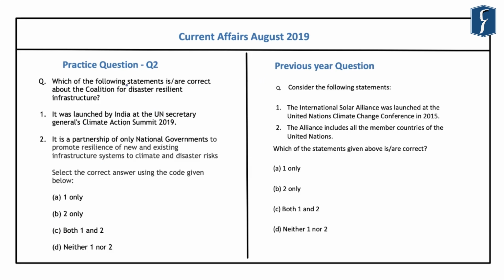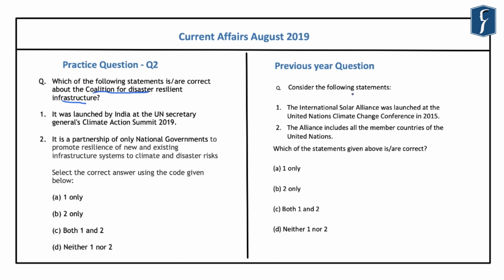Now, the second question is related to another important current affair from the August month, and it is related to the Coalition for the Disaster Resilient Infrastructure. And it was recently launched by the Prime Minister of India. So in this context, let us look at the question that was asked by the UPSC in the previous years.